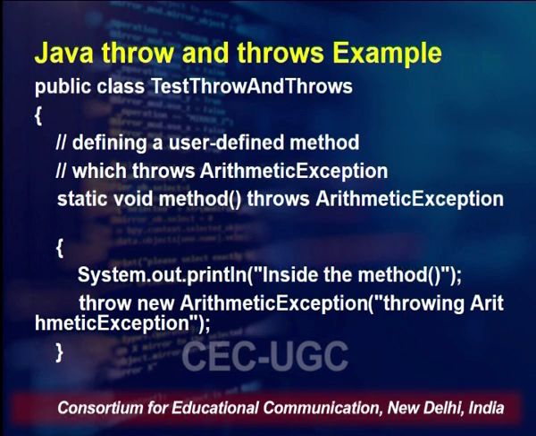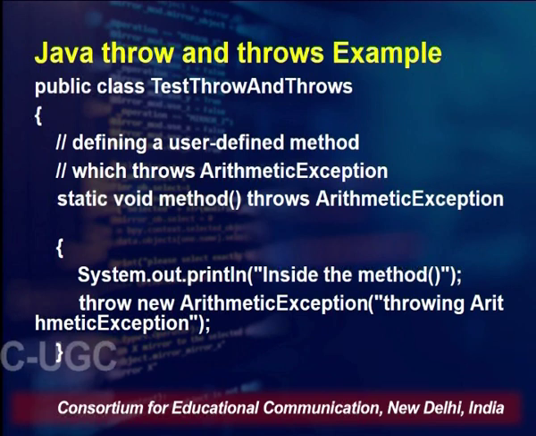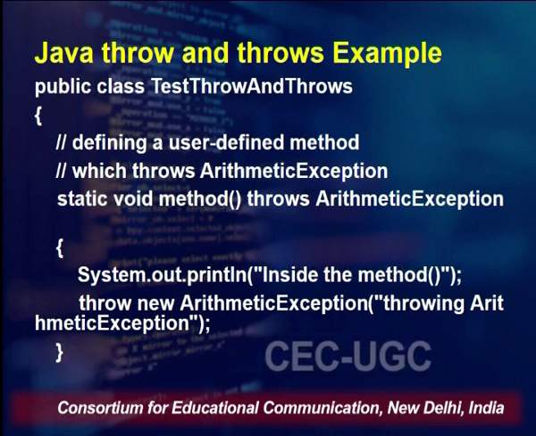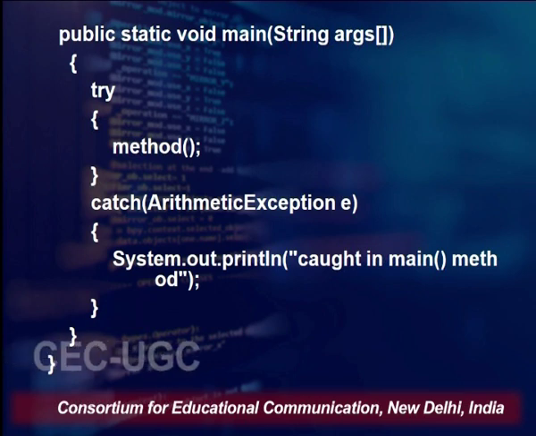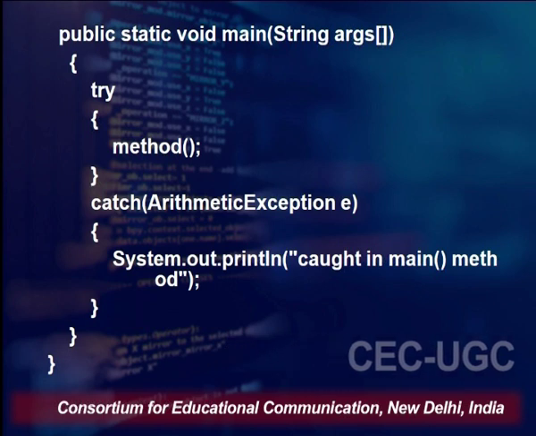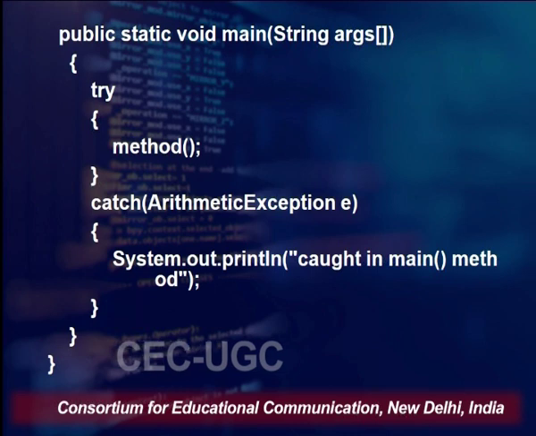Whenever this driver code is executed, the method is called. The first statement says inside the method, after that a new arithmetic exception is thrown, and that arithmetic exception is caught by the catch block which is available just after the try. The catch block handled it as an arithmetic exception and printed the message given, caught in main method.